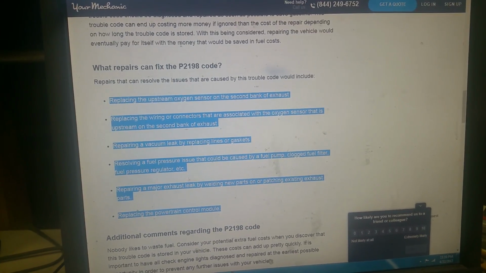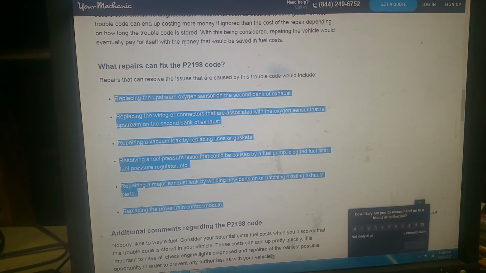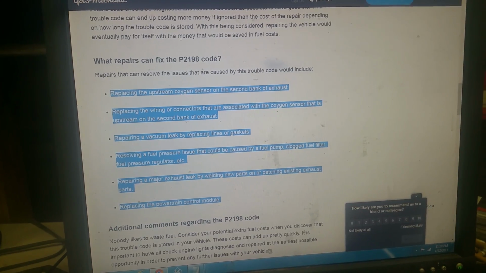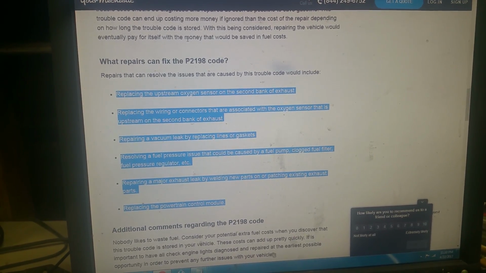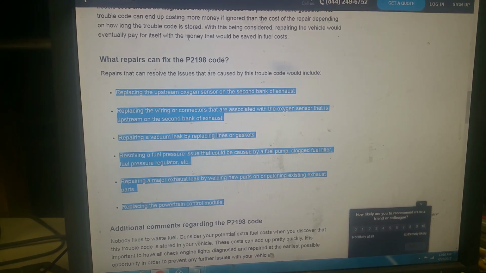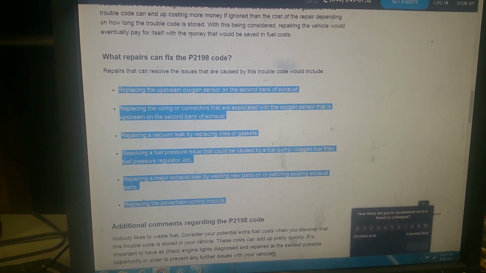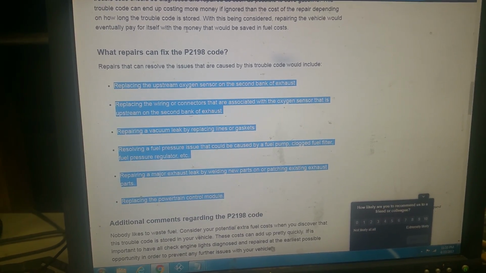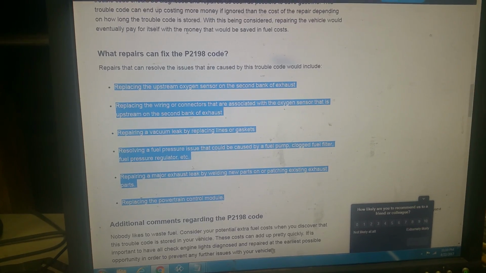Okay, guys, I want to give you a quick little rundown of what I do when I have multiple codes. Everybody says, okay, find the list of codes, start with the first one, make the repair, go to the second one, make the repair, third one, etc. I don't do that. I find the common denominators.